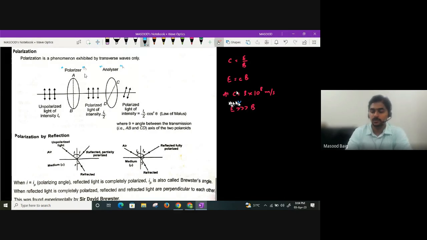So what I'll do first, we will take unpolarized light. So the electric field vector is randomly directed in all directions, guys, for unpolarized light, in this manner. So you can take something like this.